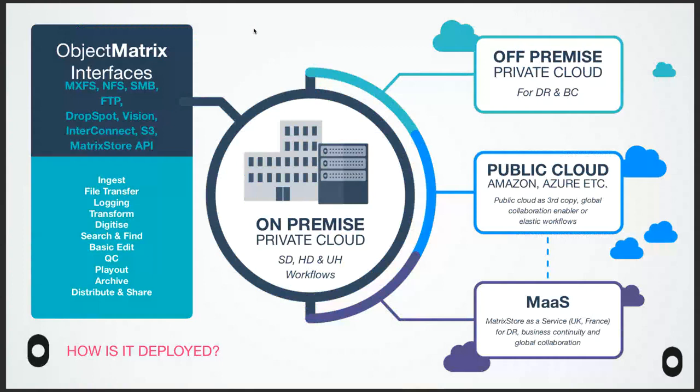So how do we deploy? Well, we deploy mostly on-premise, private cloud, but we are getting more and more people putting it off-premise in a data center, just popping in a nice big pipe between their offices and the data center. That works quite nicely because it's safe, secure somewhere else. We've also more recently got MatrixStore as a service, MAAS, and we've got that deployed in the UK, France, and soon to be US and also South Africa. I always forget South Africa. And then, of course, we've got the obligatory hybrid workflows up to public cloud for that third copy and the elastic workflows.